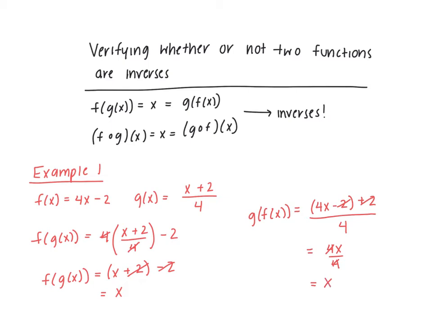So because f of g of x is equal to x and g of f of x is equal to x, then that means that these two functions are in fact inverses.